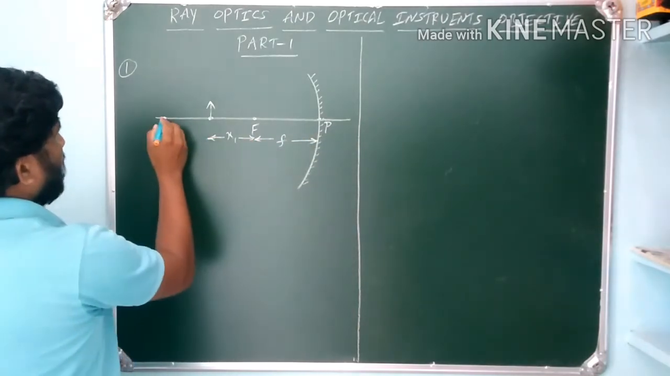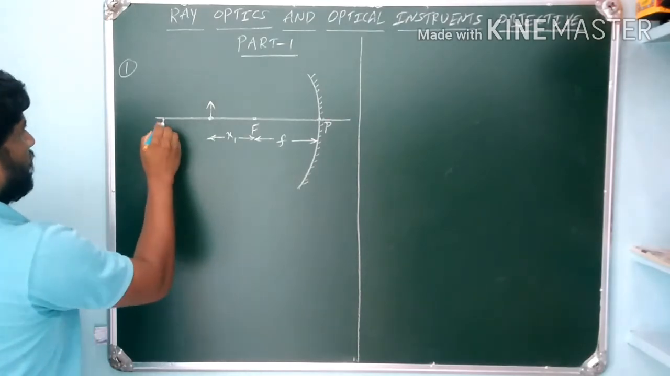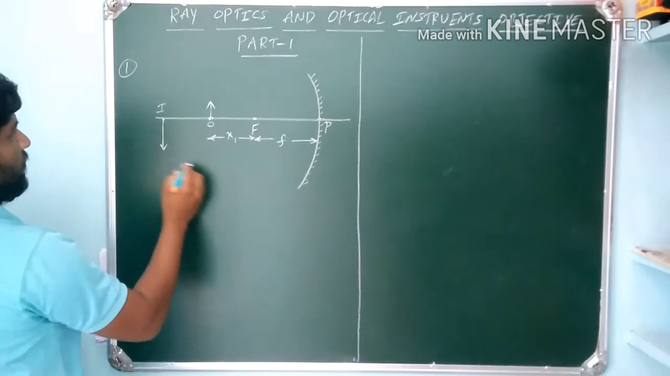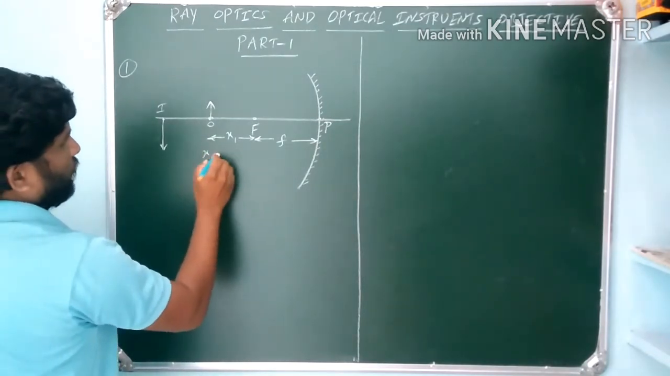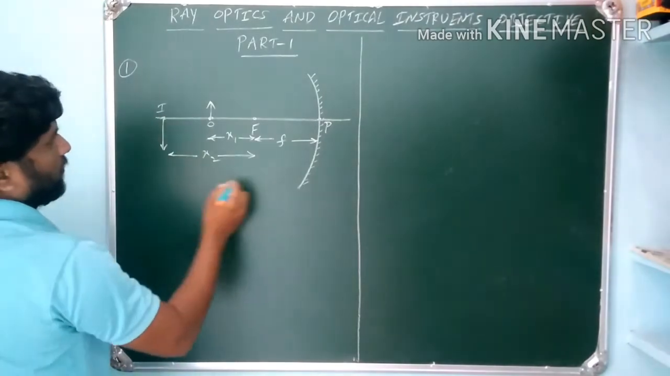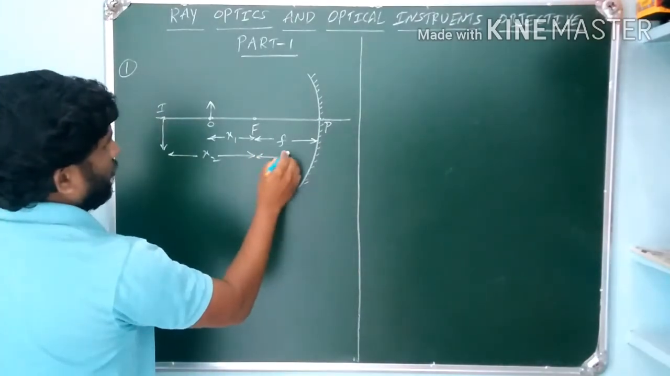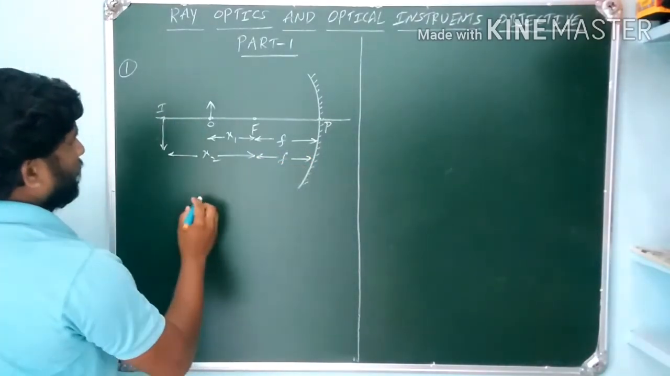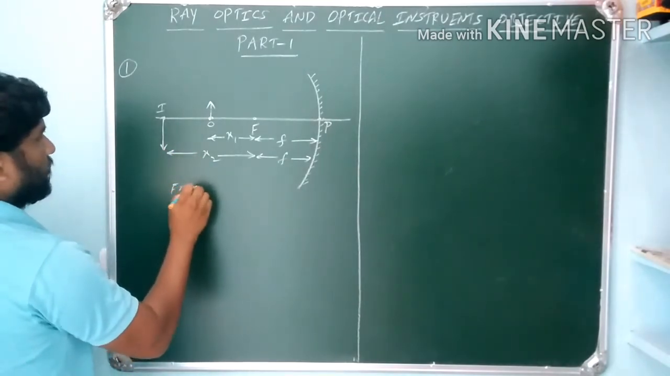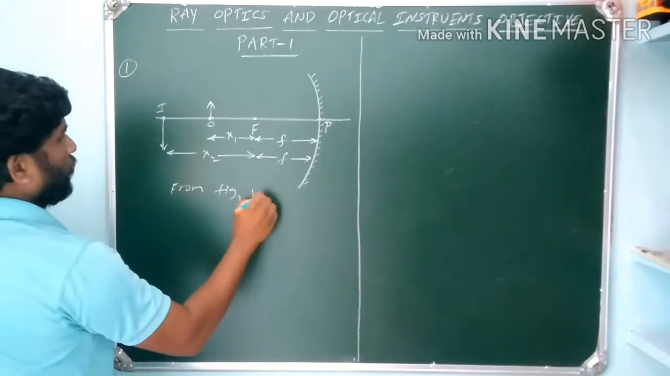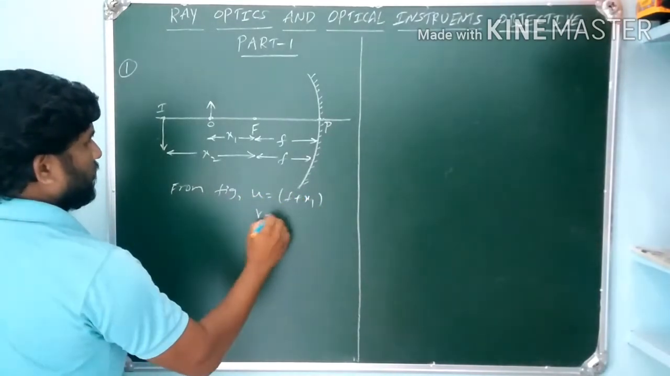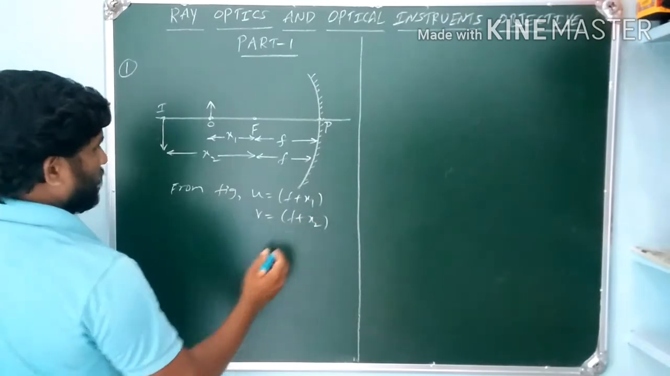Now the image is formed at a distance of x2. This is the image I, this is the object O. The image is formed at a distance of x2 from the principal focus on the principal axis, and this is also the focal length f. Now from the figure we write u is equal to f plus x1 and v is equal to f plus x2.